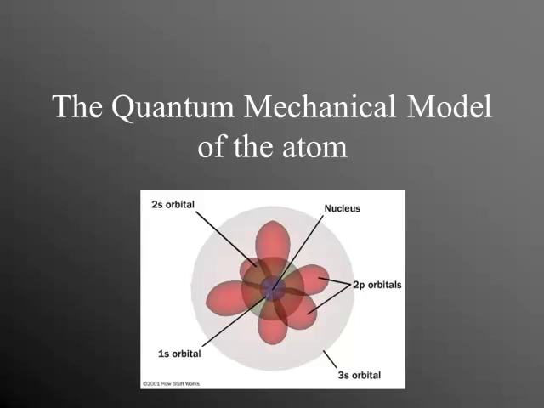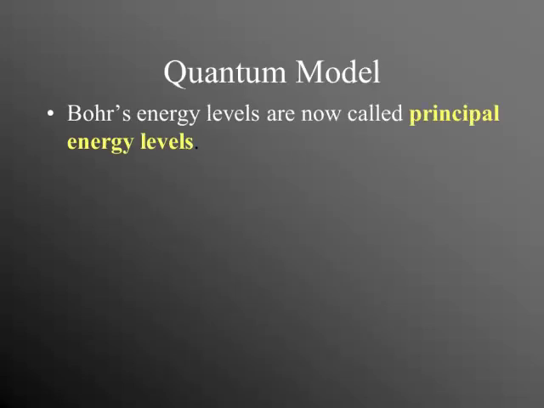Let's discuss the current quantum mechanical model of the atom. In the quantum mechanical model, Bohr's energy levels are now called principal energy levels. They are definitely not paths for the electrons to travel.